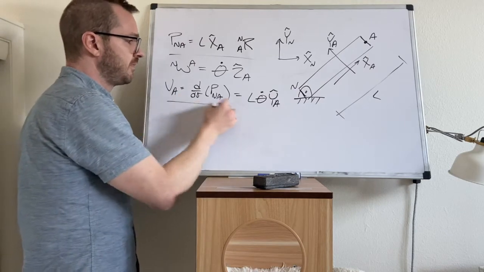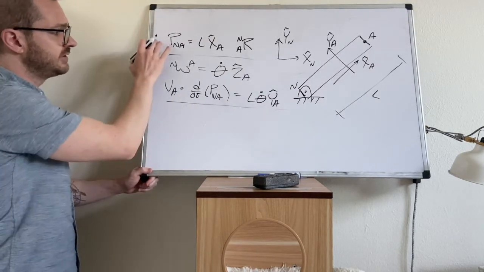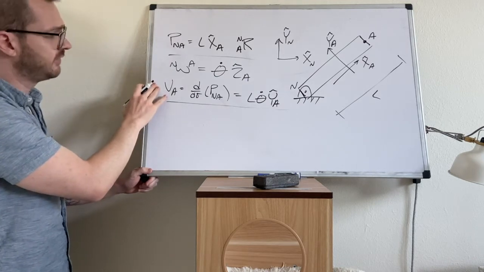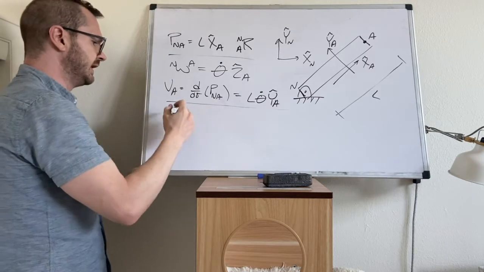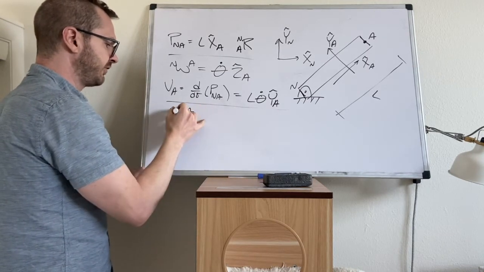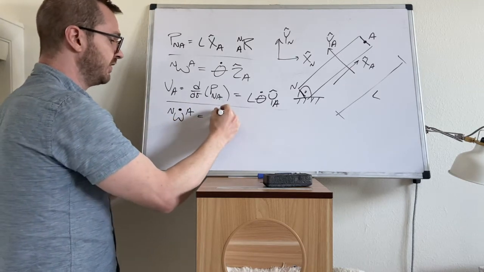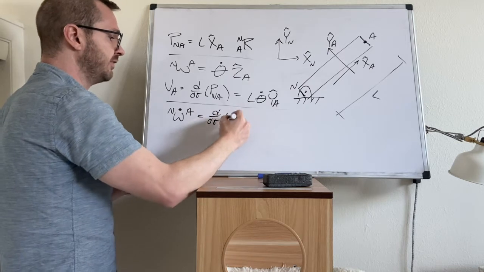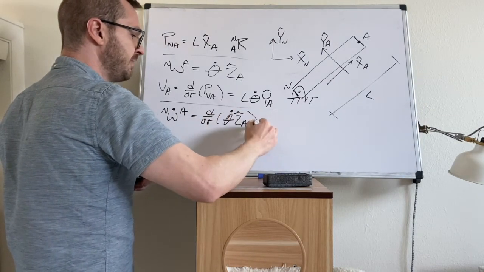All right. So position and velocities are now done. Let's do the acceleration. Again, I recommend doing angular accelerations first. So omega N to A dot, and this is ddt of theta dot z hat A.